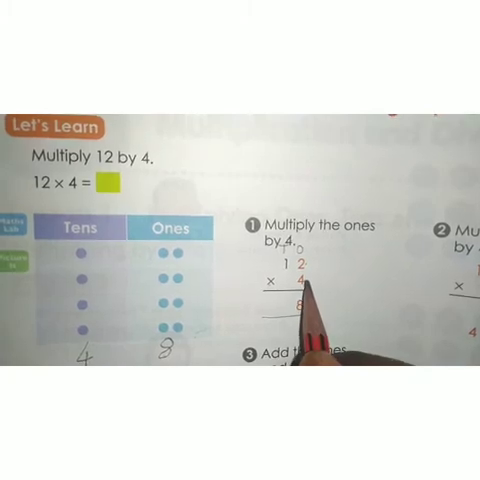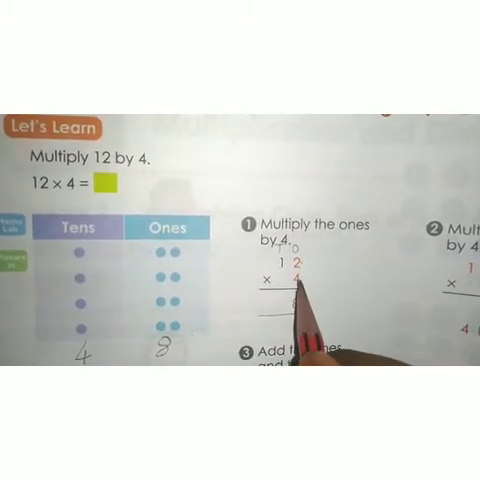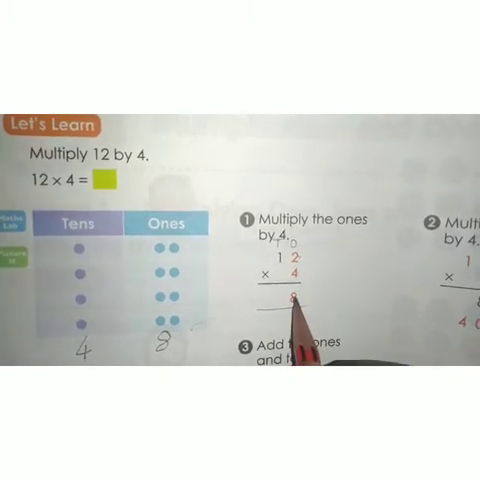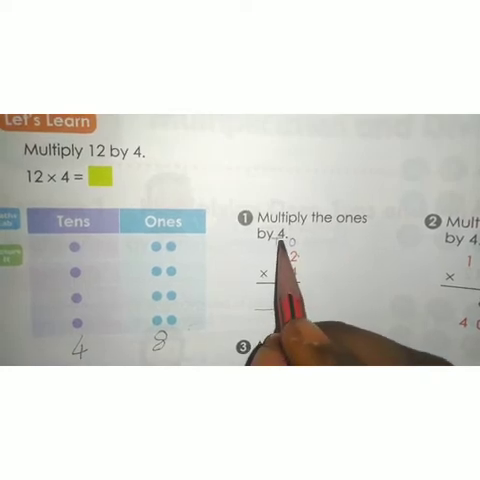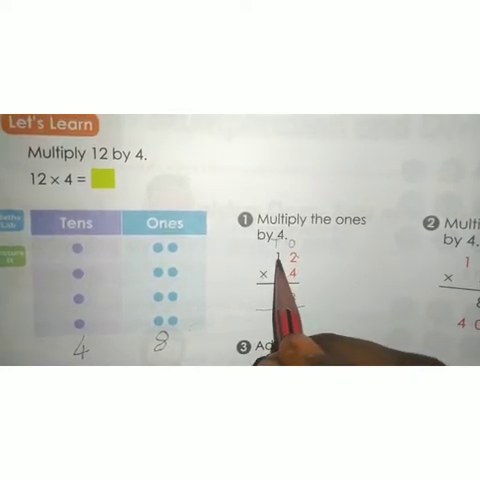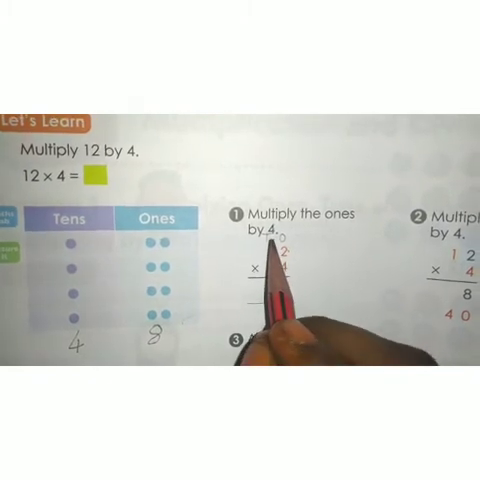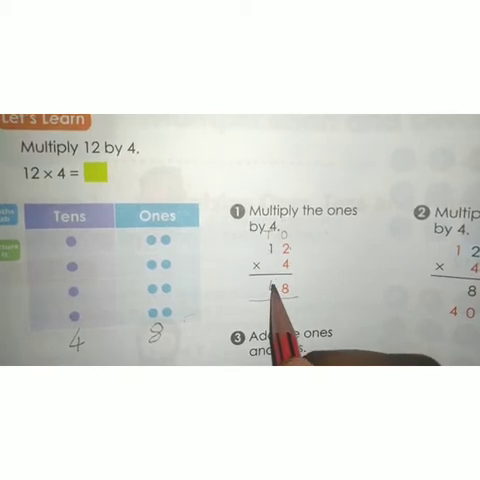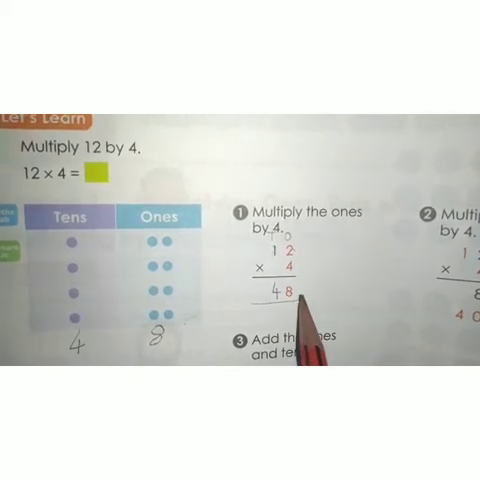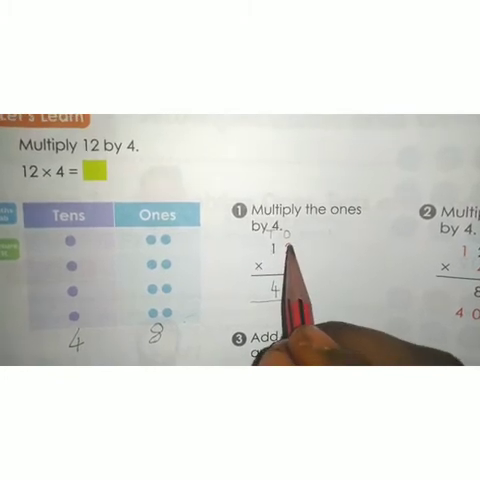Let me start with ones place. Multiply 4 with ones place value 2. 4 twos are 8. Then go to tens place value. In tens place 1 is there. Multiply this 1 with 4. 4 ones are 4. So we have to write 4 under tens place. So you got the answer as 48 by multiplying 12 with 4.